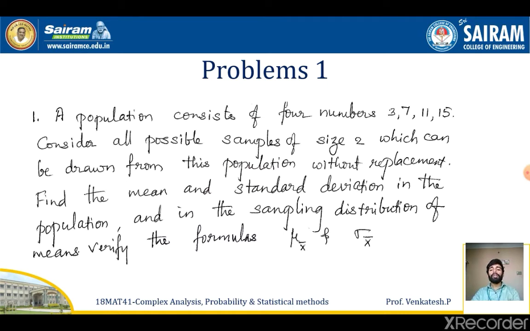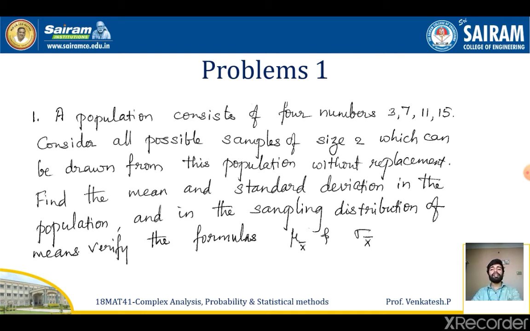Problem number 1. A population consists of 4 numbers: 3, 7, 11, 15. Consider all possible samples of size 2 which can be drawn from this population without replacement. Find the mean and standard deviation in the population and also in the sampling distribution of means. Verify the formulas for mu x bar and sigma x bar.